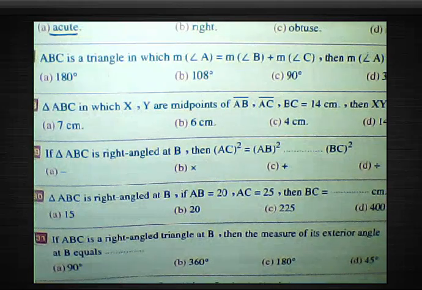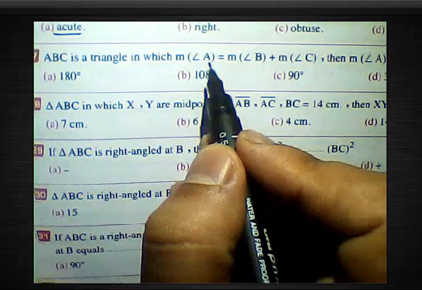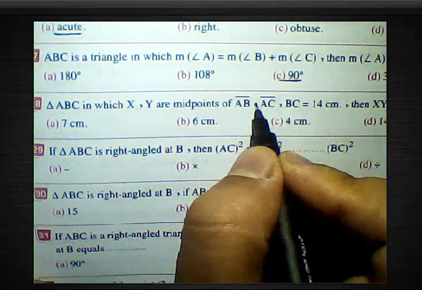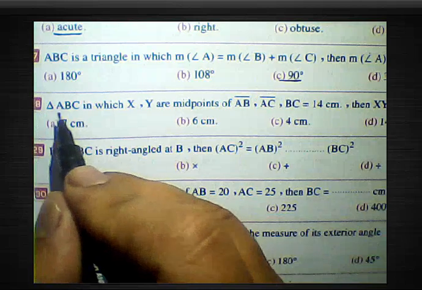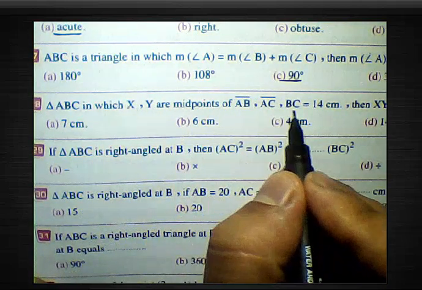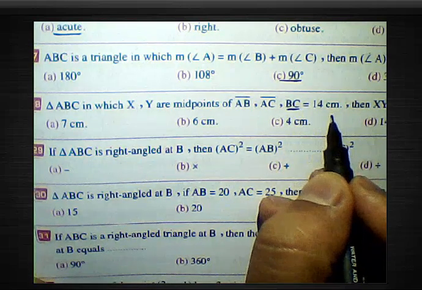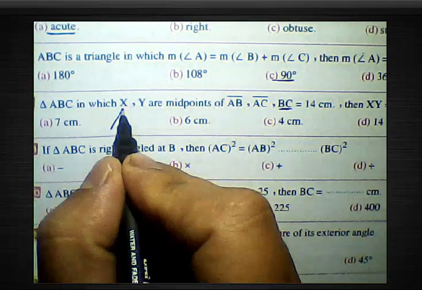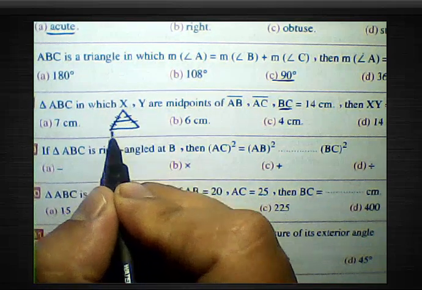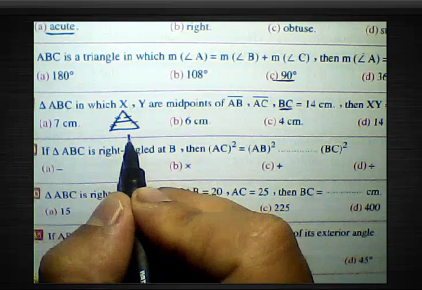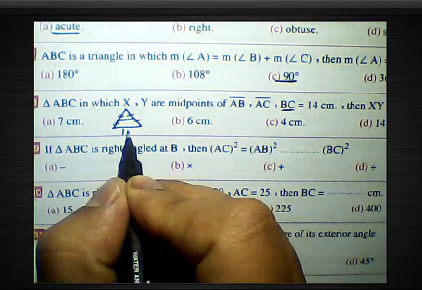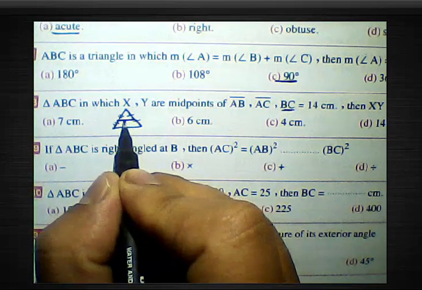ABC is a triangle in which the measure of angle A equals the measure of angle B plus the measure of angle C, then the measure of angle A equals 90 degrees. It's a right angle triangle. In triangle ABC, X and Y are midpoints of AB and AC, and BC is 14 centimeters. XY equals, we know, the segment joining two midpoints in a triangle is half of the third side. The third side here is 14 centimeters.